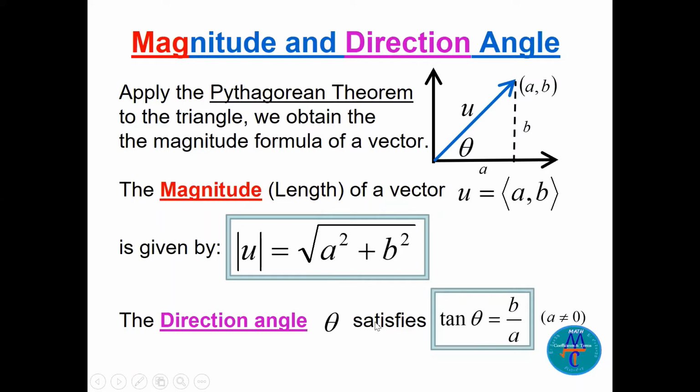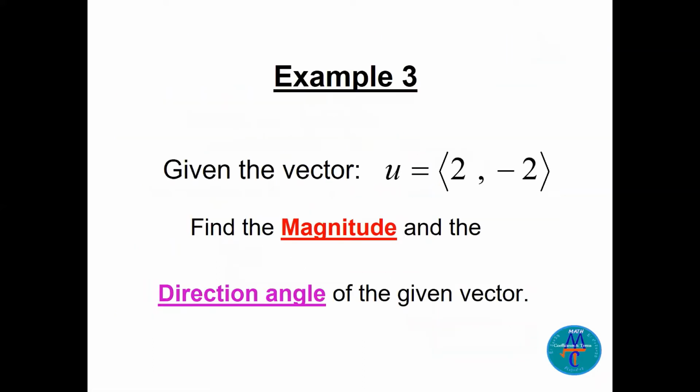Now, theta, the direction angle, satisfies, if you here find tan theta will be the opposite over the adjacent. So tan theta will be b over a. But you have to be careful where the vector lies. If the vector is in quadrant 1, quadrant 2 maybe, quadrant 3, quadrant 4, so the tan theta can be positive or negative according to location of the vector. We will see some examples.